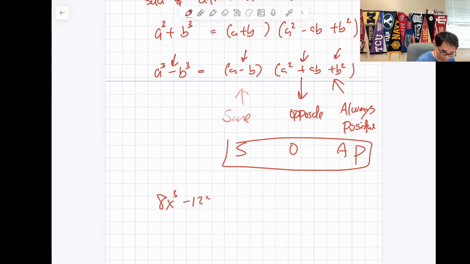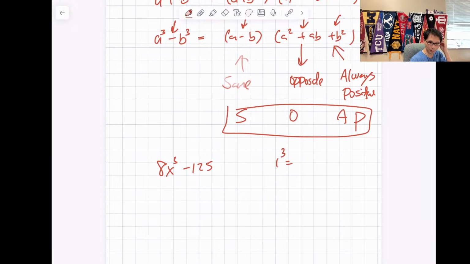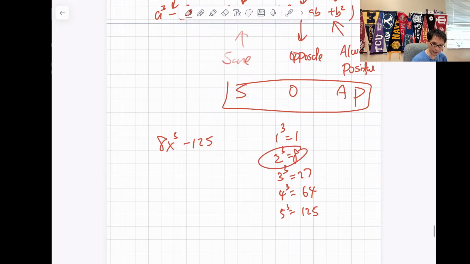8x cubed minus 125. So you say, hey, we're going to factor this. Now, this is called sum and difference of cubes. Cubes are harder because you have to recognize a lot of cube numbers. So 1 cubed equals 1. 2 cubed equals 8. 3 cubed is equal to what? 27. 4 cubed is what? 64. And 5 cubed is equal to what? 125.